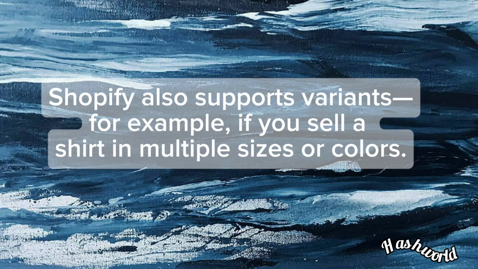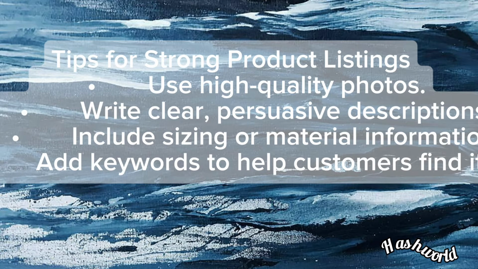Shopify also supports variants, for example, if you sell a shirt in multiple sizes or colors. Tips for strong product listings: use high-quality photos. Write clear, persuasive descriptions. Include sizing or material information. Add keywords to help customers find items.